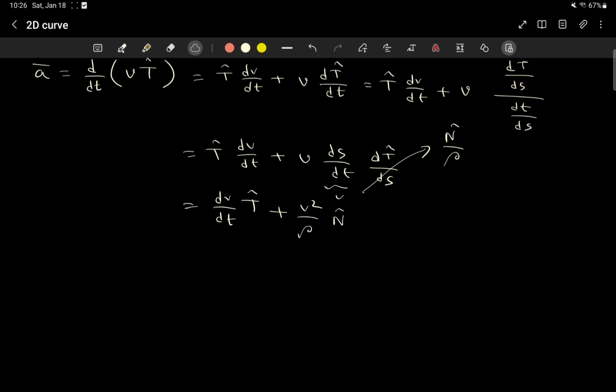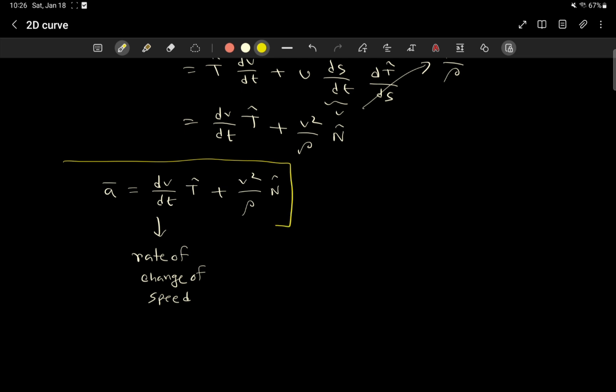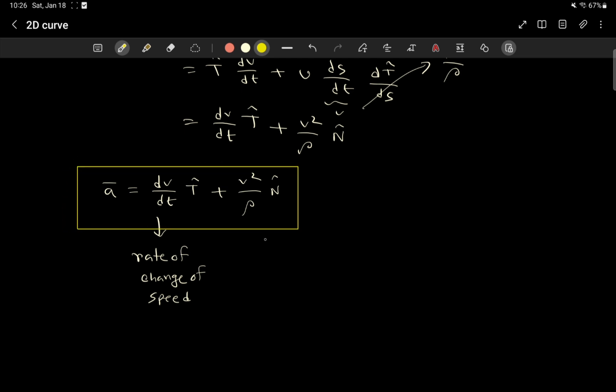So what is this actually? This is the acceleration vector, right? The acceleration vector has two components: dv/dt T, and v squared divided by rho n. So dv/dt is the rate of change of speed. Okay, fine. So this is the general acceleration vector in two dimensions, of course, 2D. So what can we really do now?